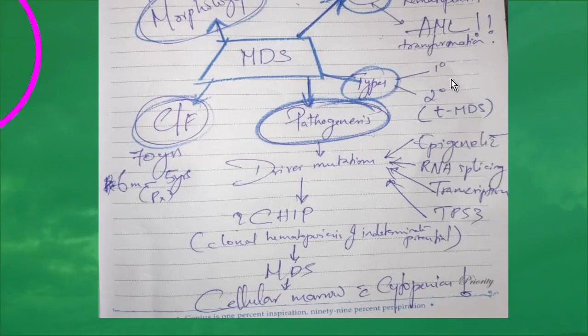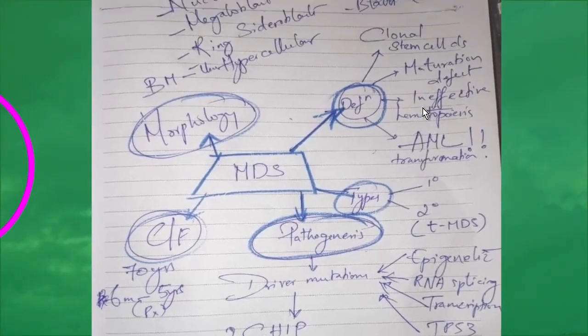Now there are two types of MDS. The primary one is the one under discussion. The secondary one has all the features of primary, the only thing is it occurs after therapy, chemotherapy or cancer therapy. It's got a worse prognosis as it can convert to AML faster.